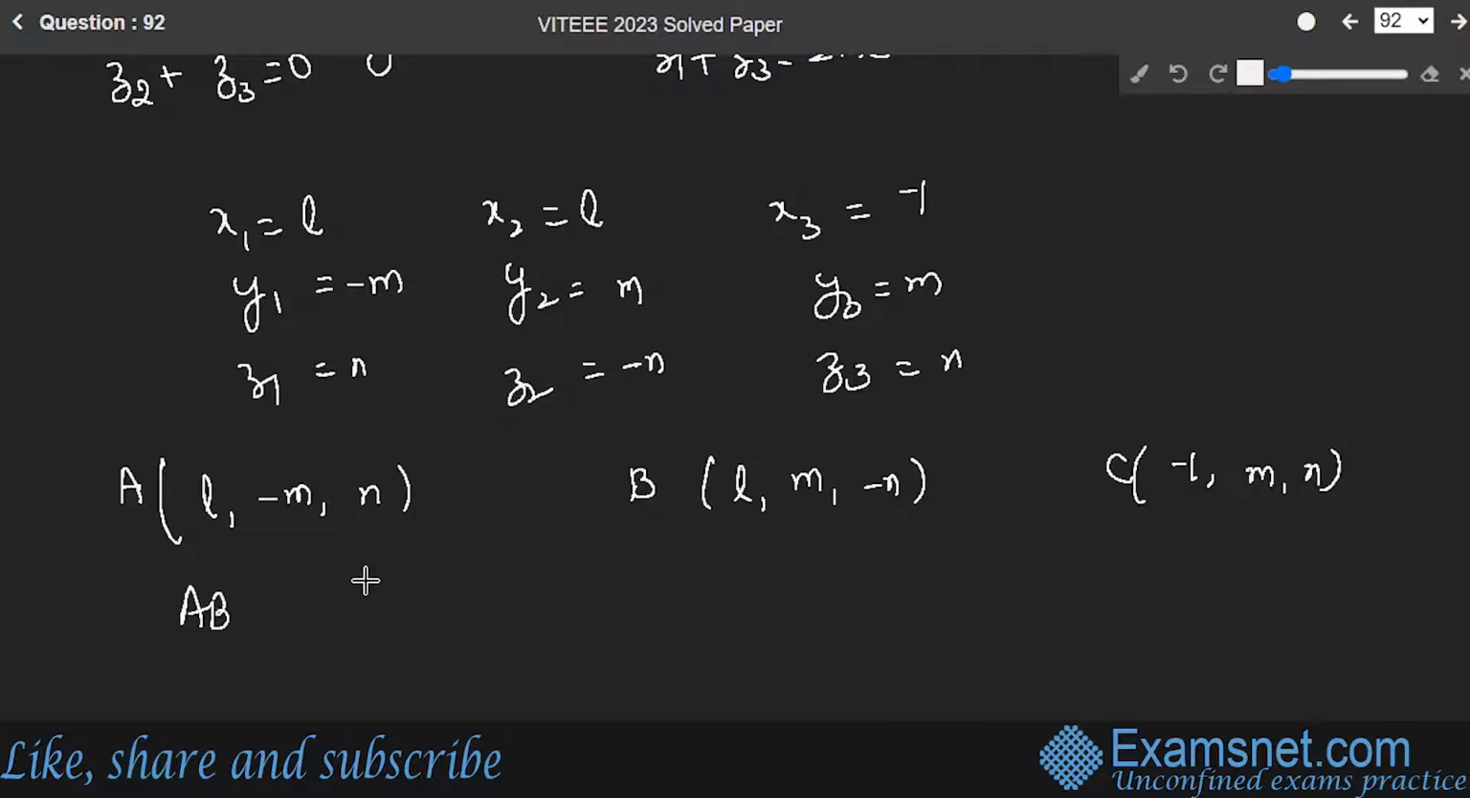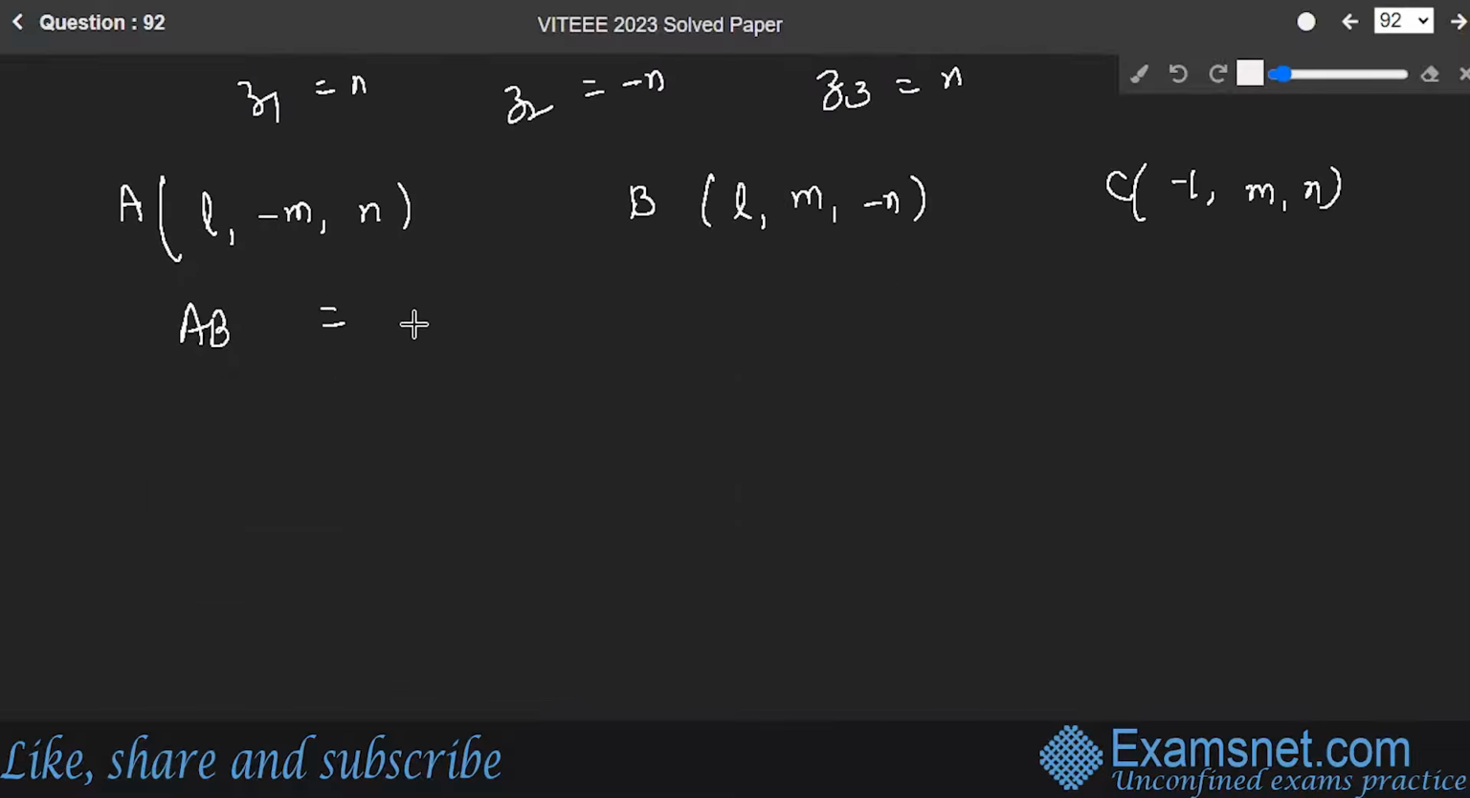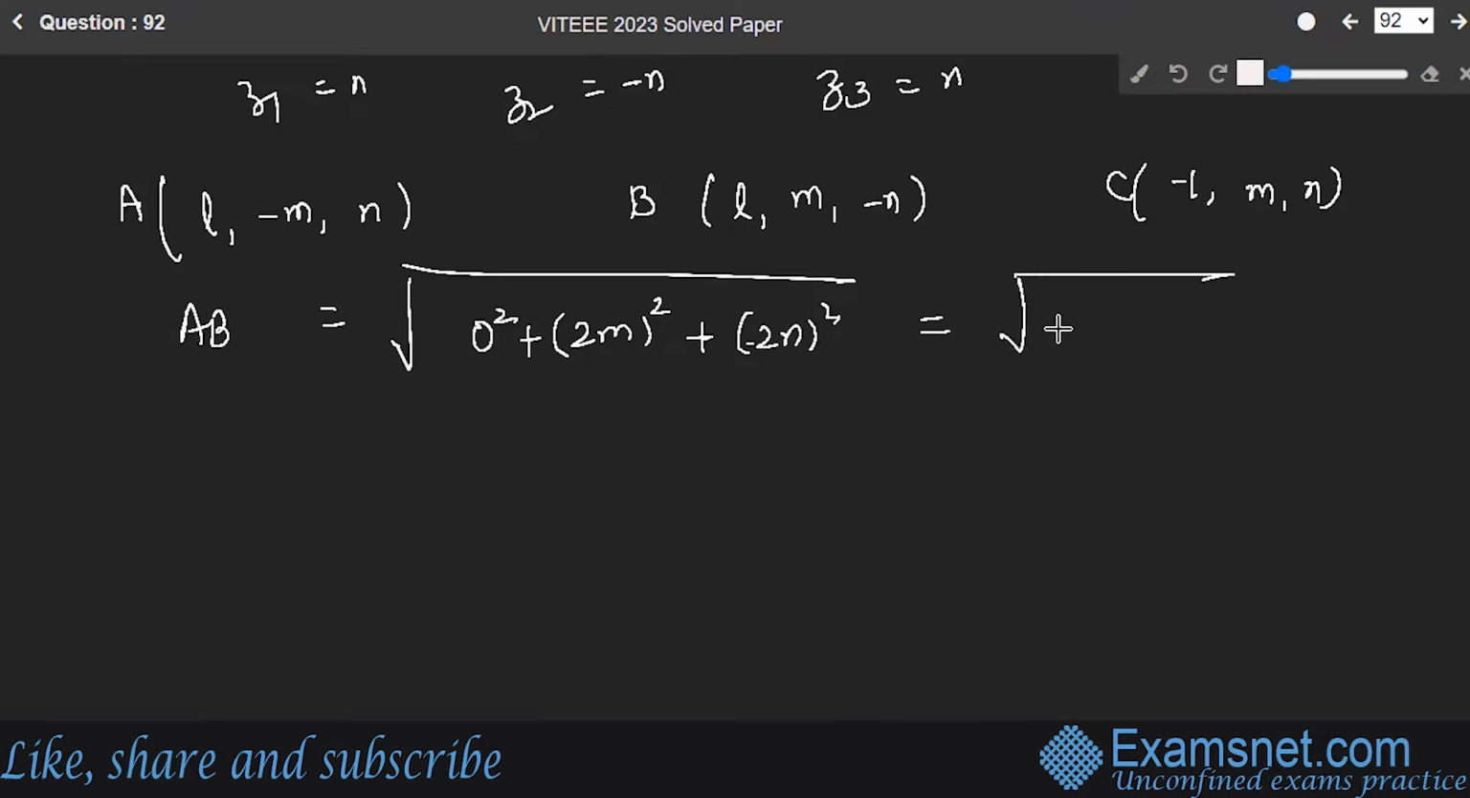Let's find out the value of AB. AB is given by the distance formula: root of (L minus L), that is 0, (M plus M), which is (2M) square, and (N minus minus N), this is (2N) square. This gives you root of 4M square plus 4N square, or this is 2 root M square plus N square. This is the value for AB.